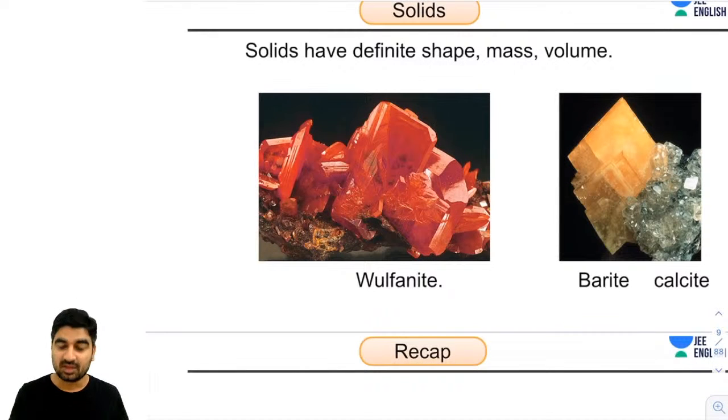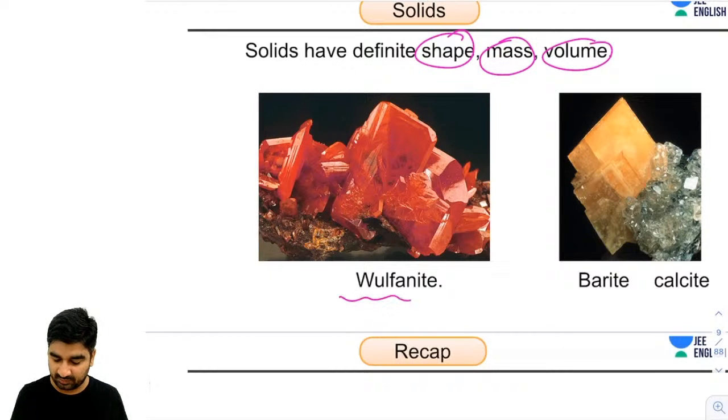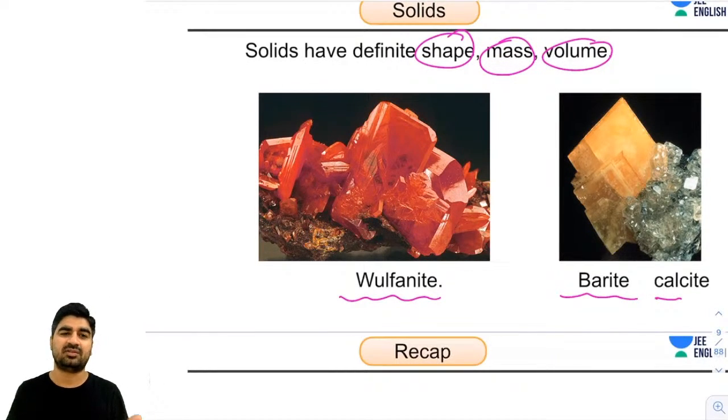So now you know solids have definite shape, they have definite mass, they have definite volume. Wolfenite is a solid, barite is a solid, calcite is a solid. And then we have already done their classification. What are crystalline solids, what are amorphous solids, everything is done.